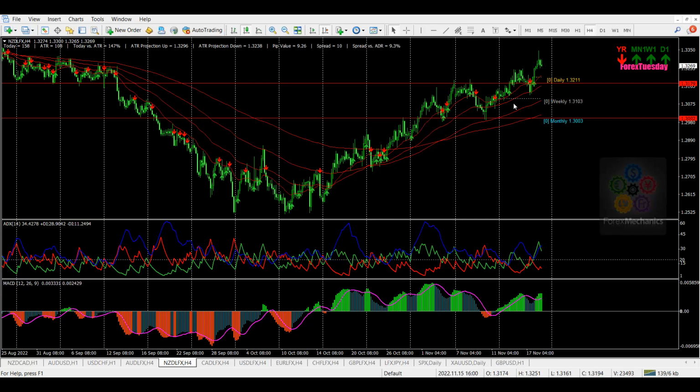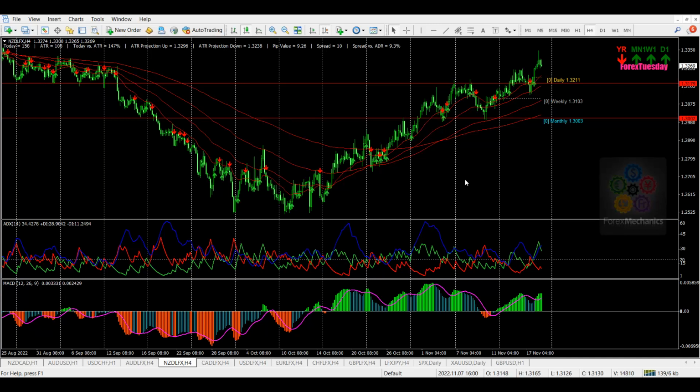We did have some opportunities on New Zealand CAD, even on the New Zealand CHF. Like I mentioned, this week we didn't have a lot of pips, but if you were simply analyzing strength and weakness on a day-to-day basis, then you did have some good opportunities.